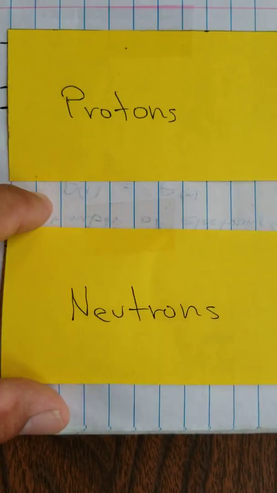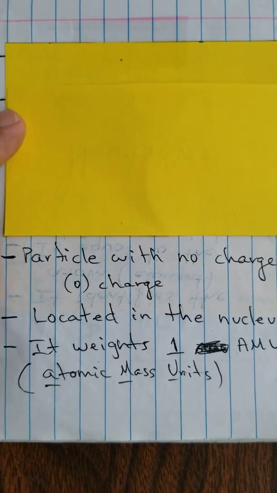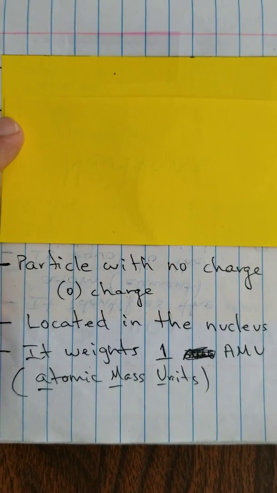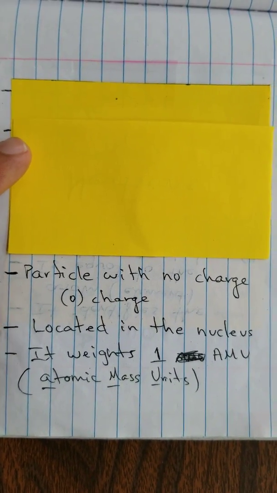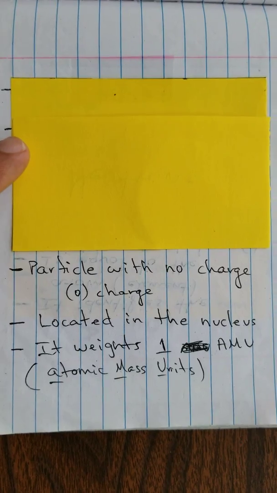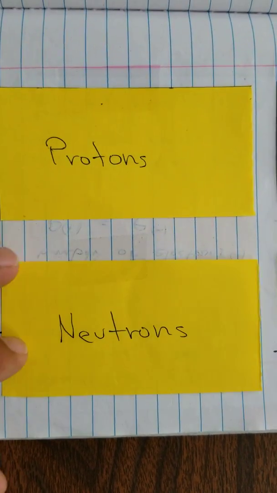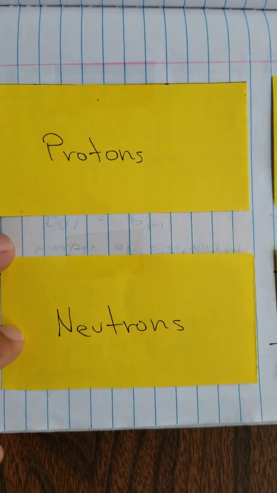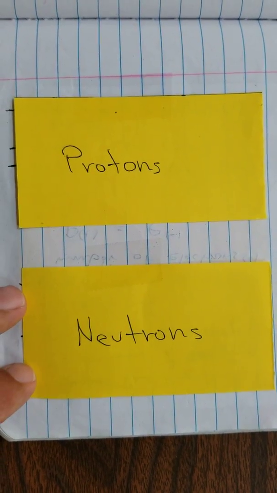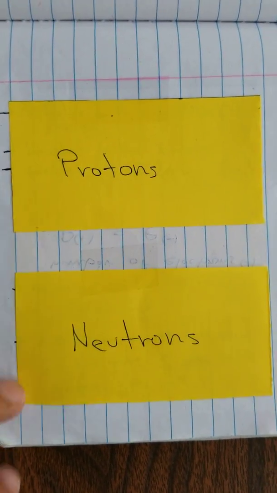Let's move on to the neutrons. Neutrons are also located in the nucleus. These particles don't have any electrical charge. They're located in the nucleus, and they also weigh 1 AMU. So that's why all the mass, or most of the mass for the atom, comes from the nucleus of the atom, because we have the protons and the neutrons.